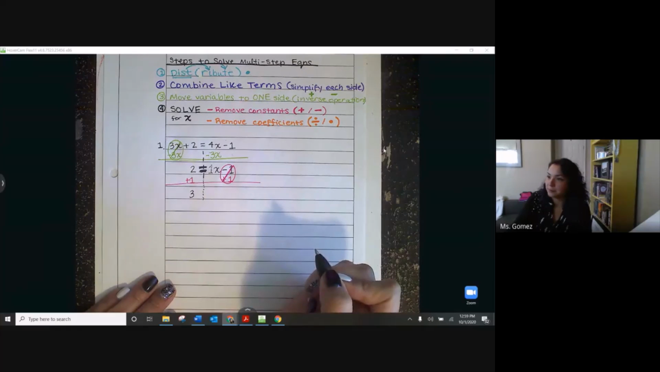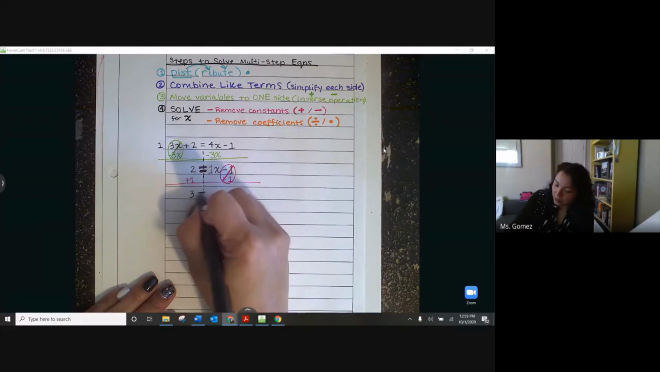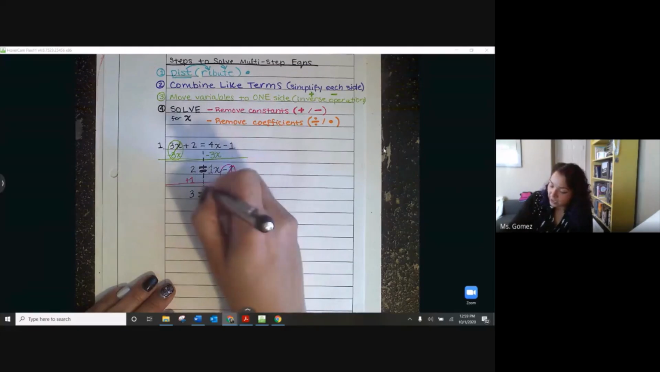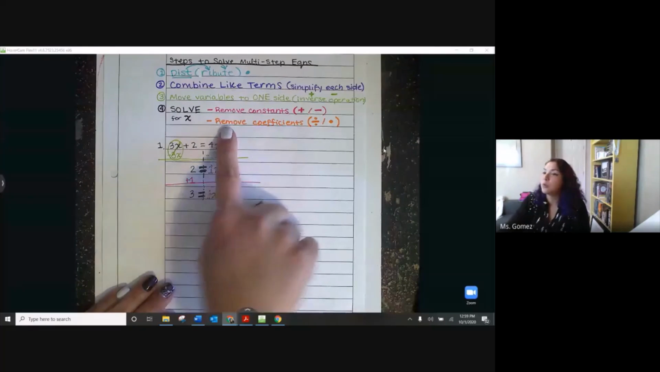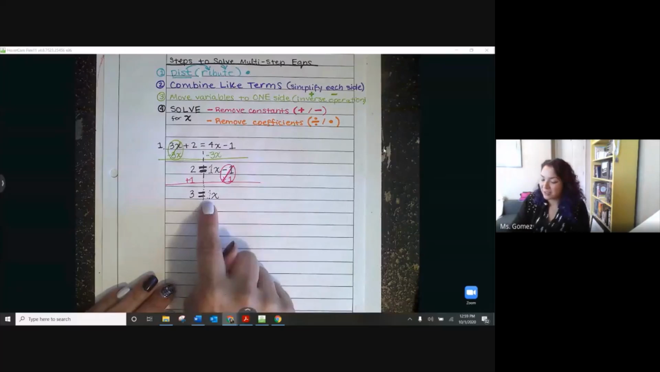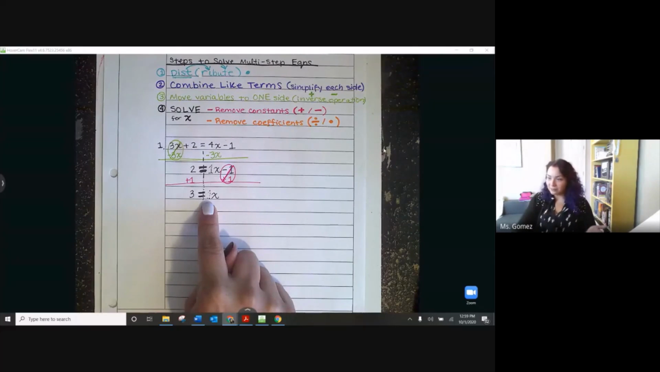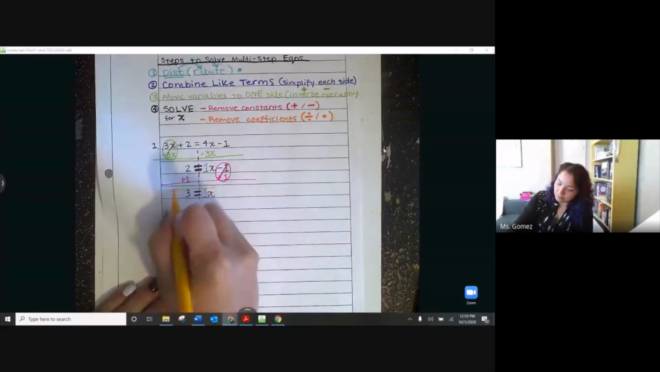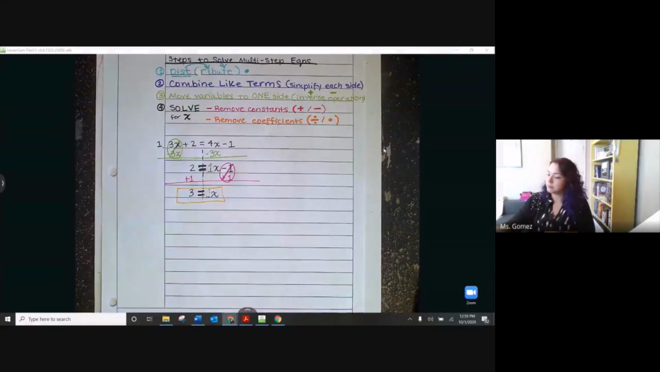¿Qué más? Ooh, equals an x. So remember how I had said that that's 1x? Now, at this point, you would remove a coefficient, but technically it says x equals 3. Do I have to remove the 1? No, the 1 doesn't even belong there to begin with. So that's my answer. Okay. Easy peasy lemon squeezy.